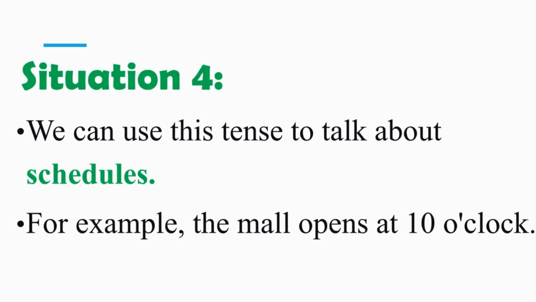We can use this tense to talk about schedules. For example, the mall opens at 10 o'clock. Why are we using present simple tense here? Because the mall opens at 10 o'clock every day. It's kind of a routine. It's a schedule. Or the train leaves at noon. Not just this time, but the train always leaves at noon. It has a schedule. Therefore, we are using the present simple tense with the words opens and leaves.